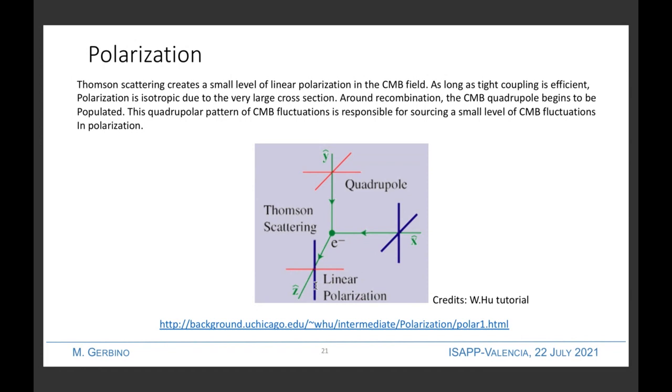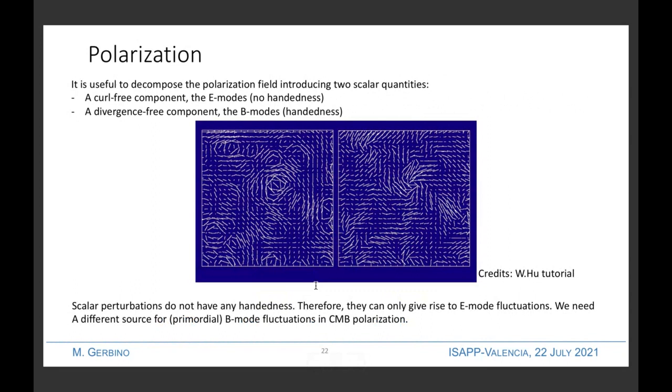So CMB polarization is not sourced, at least the scalar polarization is not sourced at early times, but instead is sourced at the time of decoupling. It is very common to describe the CMB polarization field in terms of two scalar components, which are the E-modes, or curl-free component that has not a definite handedness, and the B-mode or divergence-free component, which instead has a very definitive handedness. And you can see an example of the two modes here in this cartoon, where we have the E-modes on the left, and instead these very curly B-modes on the right.